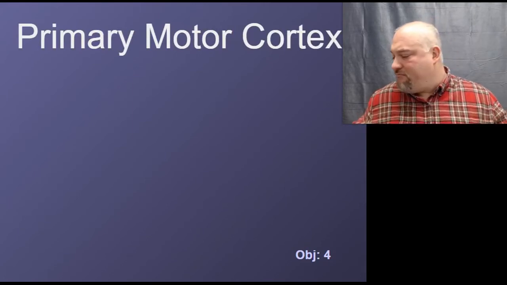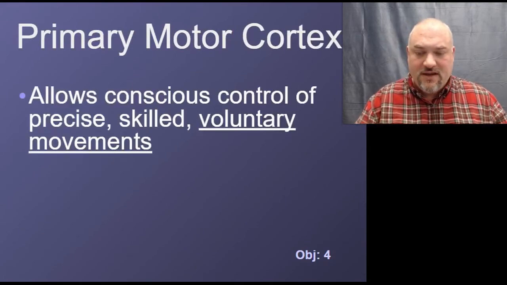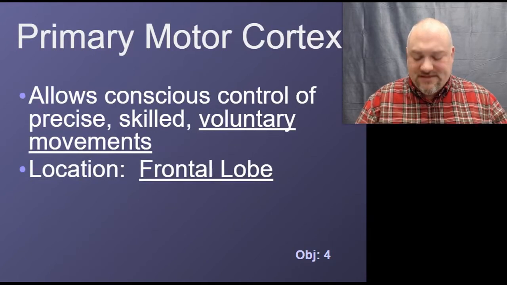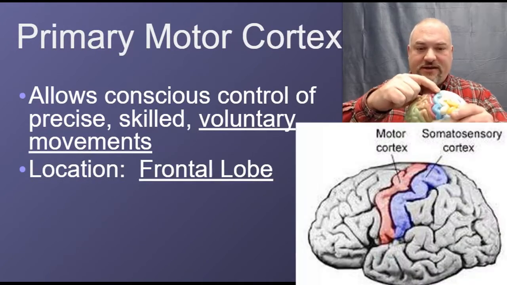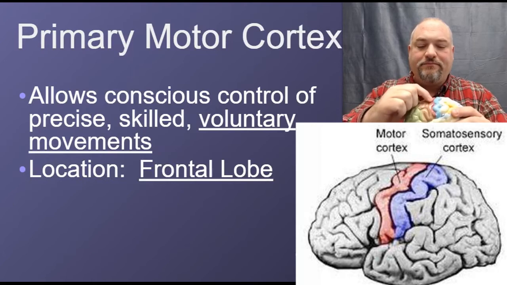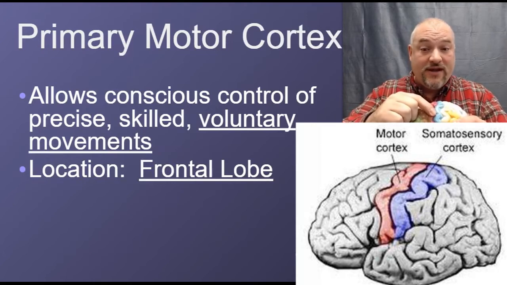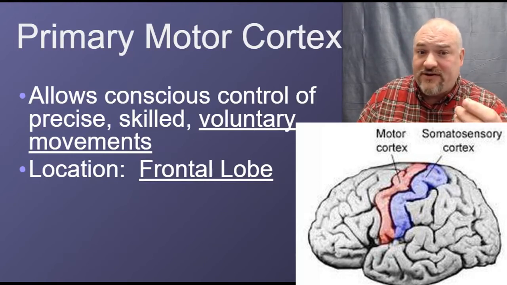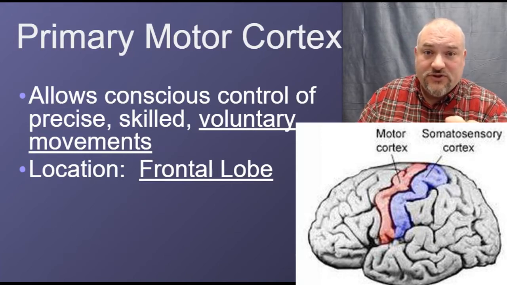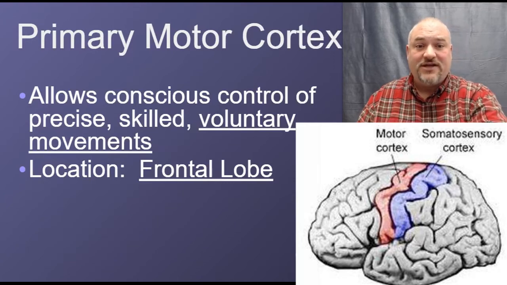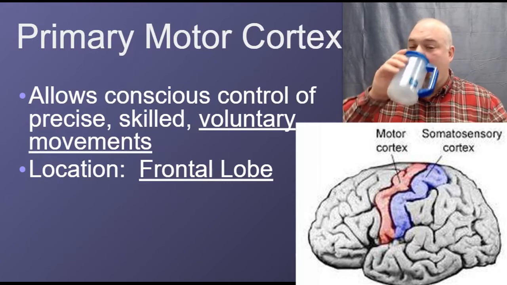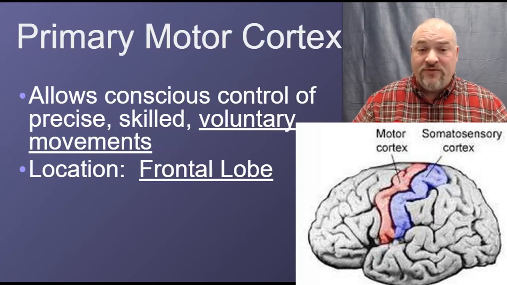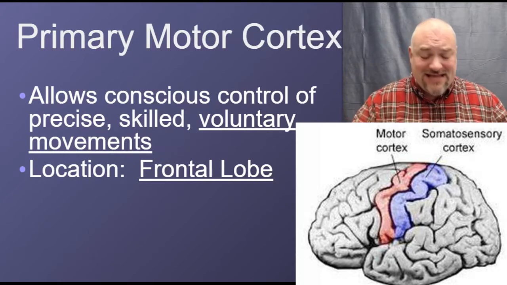All right, the primary motor cortex is in the frontal lobe. Here is our sensory cortex in the blue, and in this pinkish color, the backside of the frontal lobe, that is our primary motor cortex. It's involved in the conscious control, not involuntary, of precise, skilled, voluntary movements. So it's what sends out the information to reach out, grab the glass of water and take a drink, or move the tongue or the lips to speak. That's happening there.